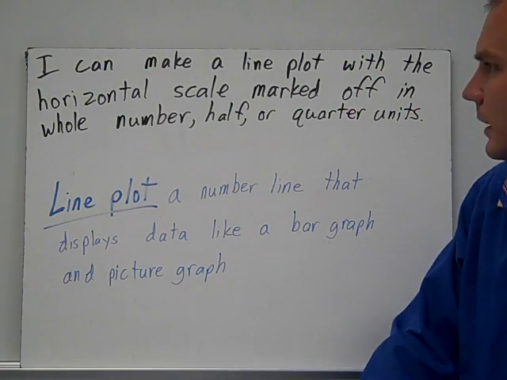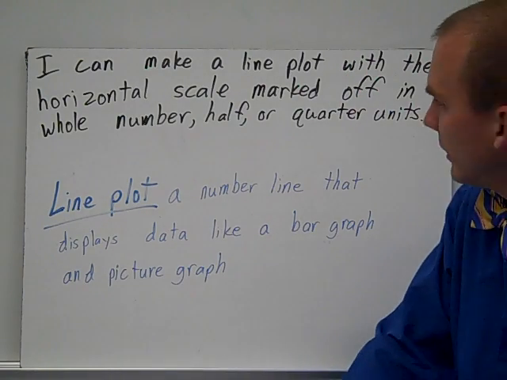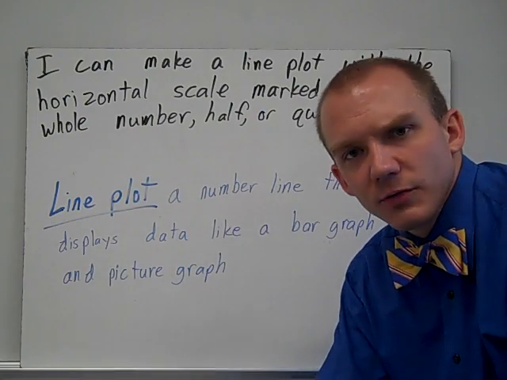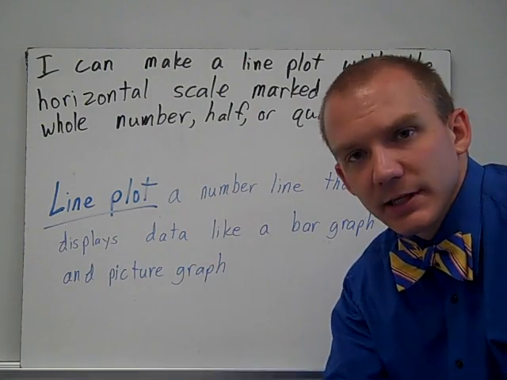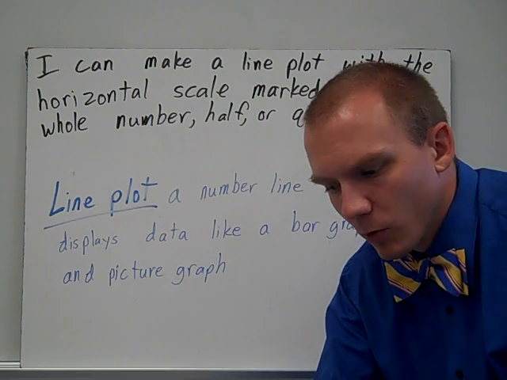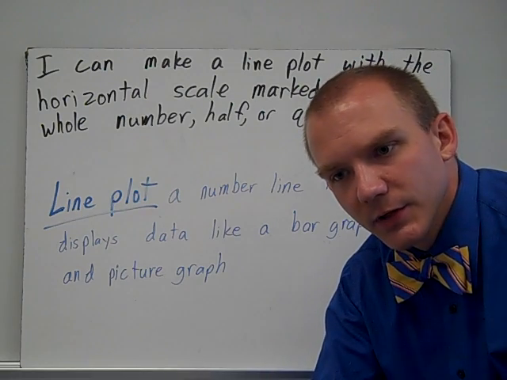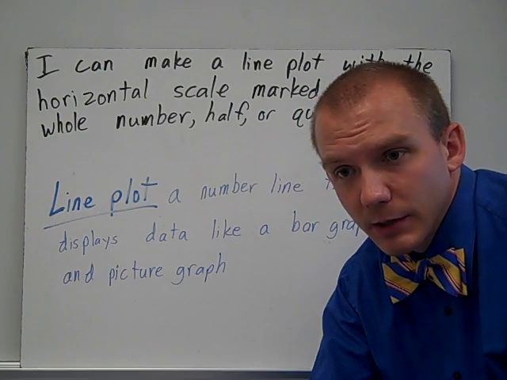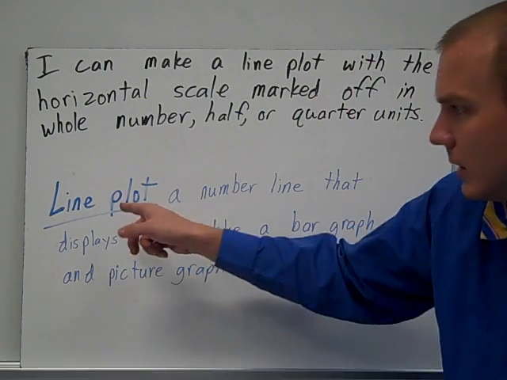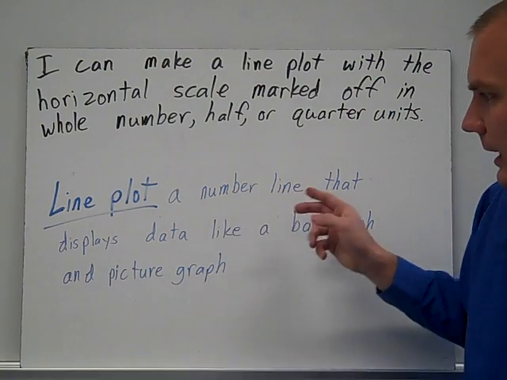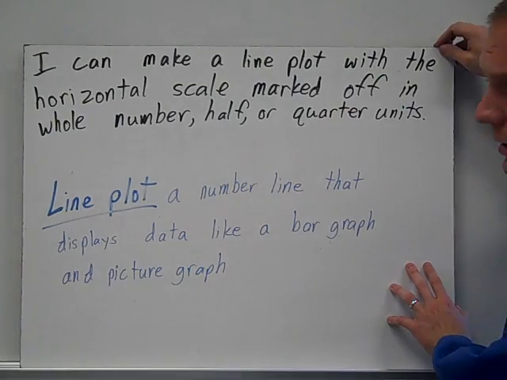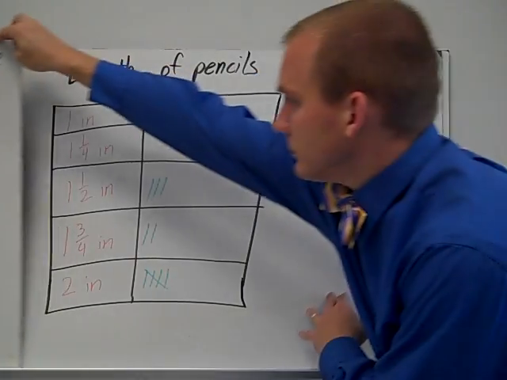I can make a line plot with the horizontal scale marked off in whole number, half, or quarter units. So if you go back to the first lesson where we measured in whole, half, and quarter inches, you're basically taking those scales, collecting data, and then creating a bar or a picture graph in a special form called a line plot. A line plot is a number line that displays data like a bar graph and picture graph. Let me show you how we get to one.